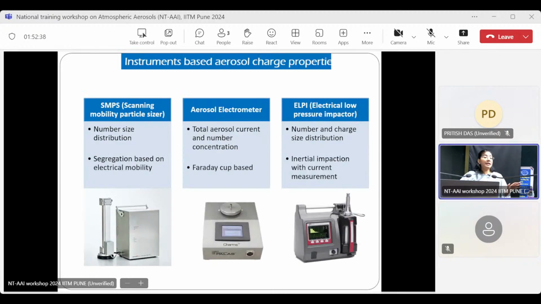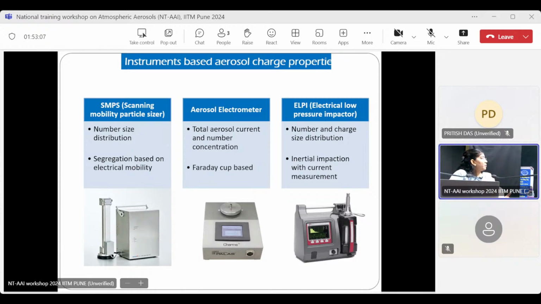So we will discuss these three important instruments. One is the scanning mobility particle sizer. I think it is well known to everybody, discussed yesterday also. We will see a little more detail about that. Then we will see the aerosol electrometer. This is an instrument which gives you total aerosol current, and also the number concentration can be determined. This is also used as a calibration for the CPC, condensation particle counter.